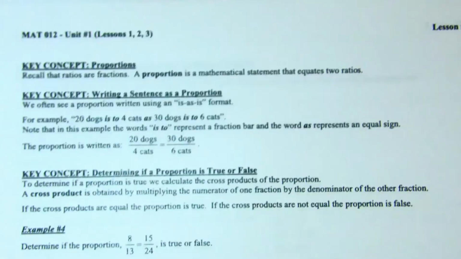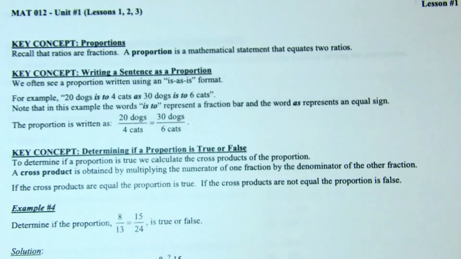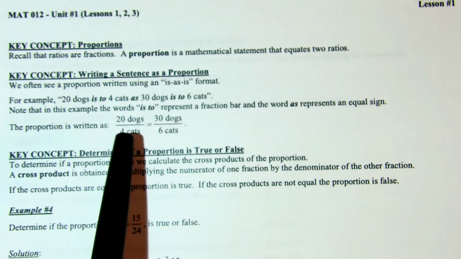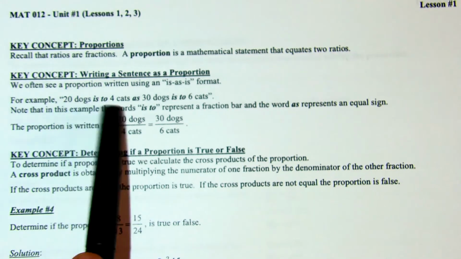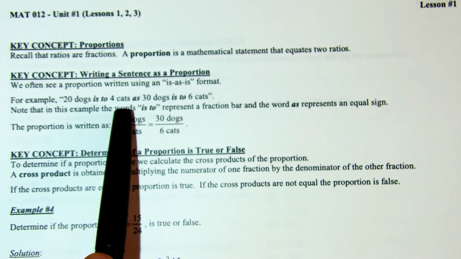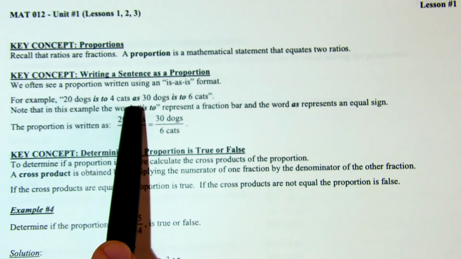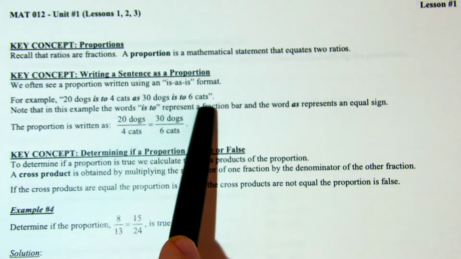Top of the next page, they talk about proportions. Well, a proportion is when you have two ratios equal to each other. And so there's going to be four numbers. And they give an example here: 20 dogs is to 4 cats, and they're saying 20 dogs is to 4 cats as 30 dogs is to 6 cats.